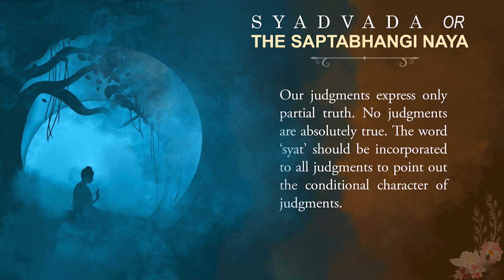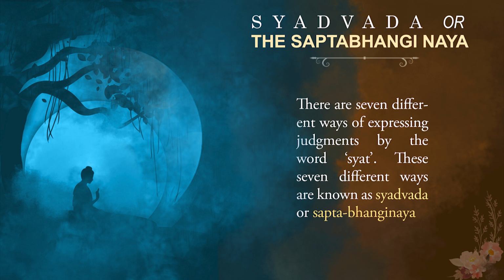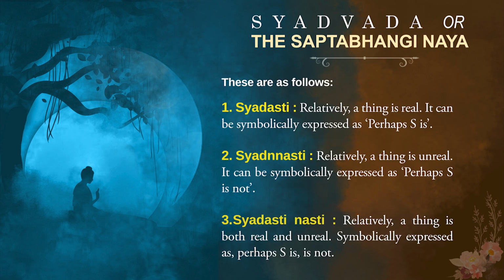The word Syat should be incorporated into all judgments to point out the conditional character of judgments. There are seven different ways of expressing judgments by the word Syat. These seven different ways are known as Syadvada or Saptabhanginaya. These are as follows. First one, Syad Asti. Relatively, a thing is real. It can be symbolically expressed as perhaps it is.